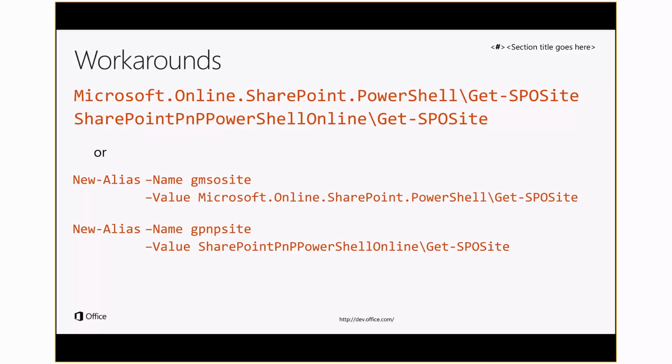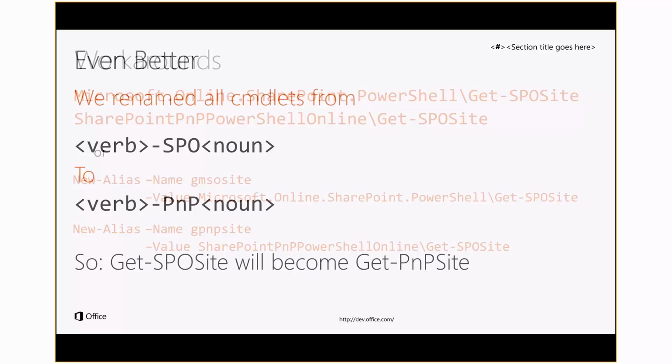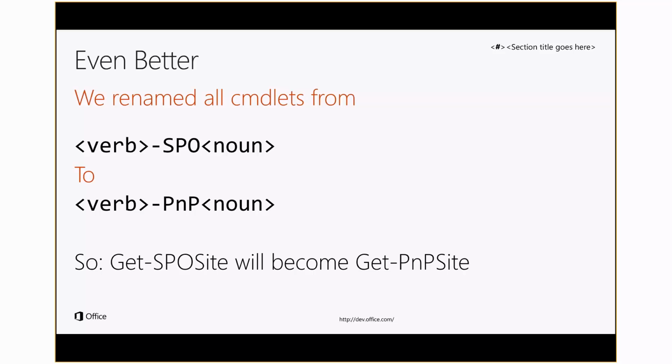So, as Vesa mentioned, I've been thinking about this for months, what to do, and we finally decided: you know what, we're going to rename all the commandlets. We're renaming them from Verb-SPONoun to Verb-PnPNoun. If we just did this, it would potentially break all your scripts, which is obviously not nice. So we came up with a solution: we populate aliases for you. In this case, Get-SPOSite will become Get-PnPSite, but Get-SPOSite will still work. Now Get-SPOSite is a special case, but I will show you that in a minute when I go into the demo.